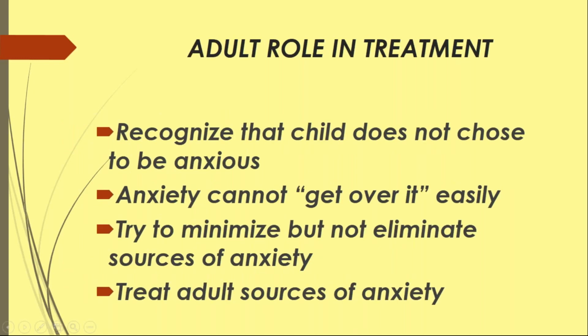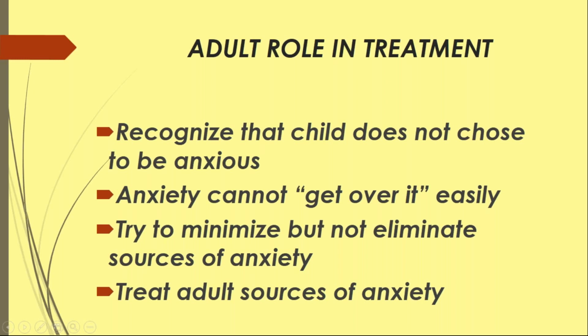So what's the adult role in treatment? Well, I think first, adults need to recognize that the child is not choosing to be anxious, and they cannot easily get over it. If the adult has never experienced the type of anxiety the child has, this might be difficult for them. In the references, I list a book called Worry by Ed Hallowell, and it is a great book to help people understand anxiety if they themselves don't experience it. Adults need to minimize, but not totally eliminate, sources of anxiety.